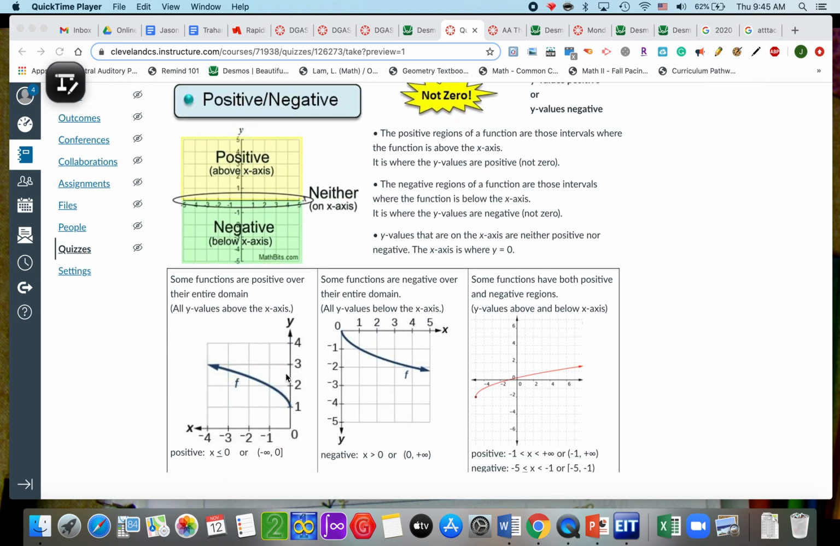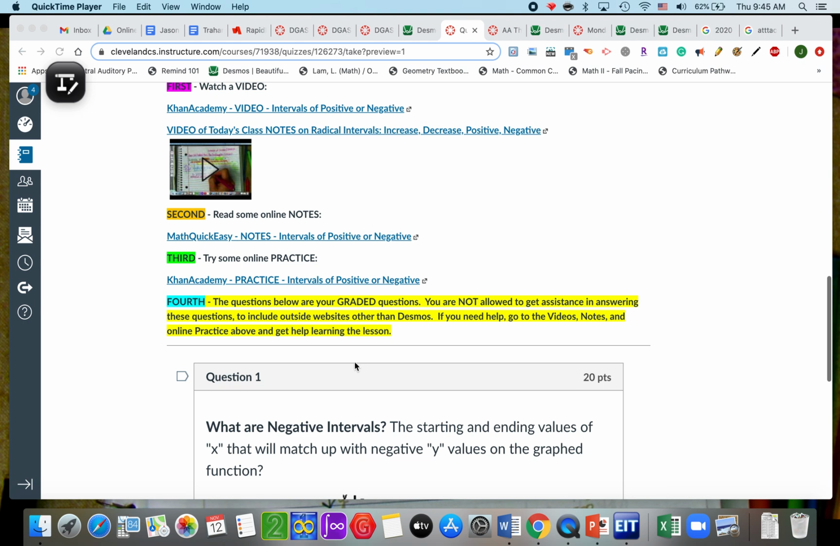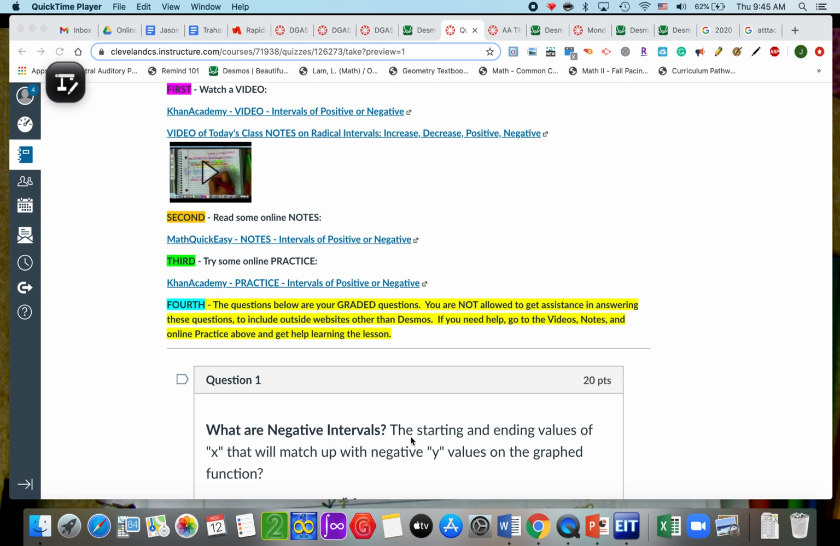Okay, so let's see, I left a little note for you at the bottom here. For example, it says, where are the negative intervals? Well, we're going to look for a starting and ending point. When you're doing interval notation, you have a start point and an end point. When it's just inequality notation, then you can just do x is less than or x is greater than, whatever. But anyway, we're looking for the starting and ending values of x that will match up with negative y values on the graphed function. And if we're talking about positive intervals, it would be starting and ending values of x that are going to match up with positive y values on your graphed function.